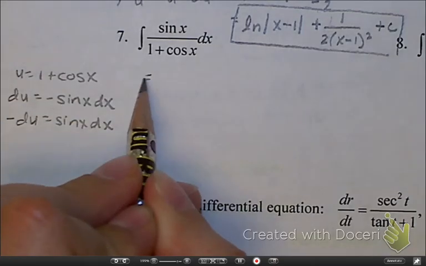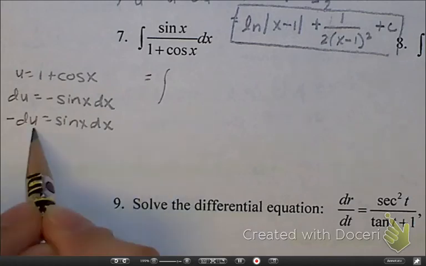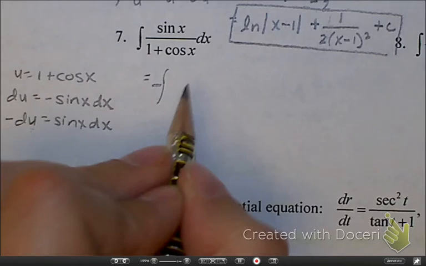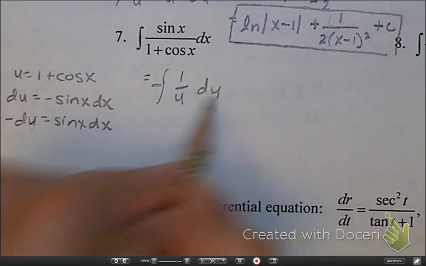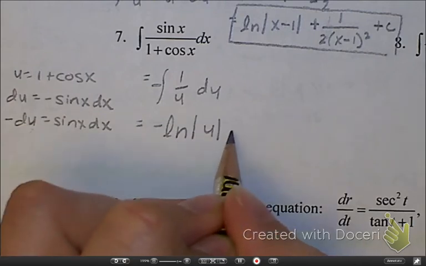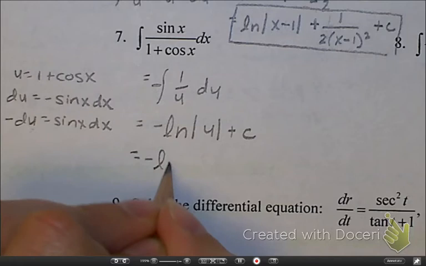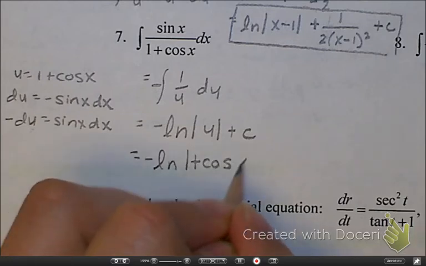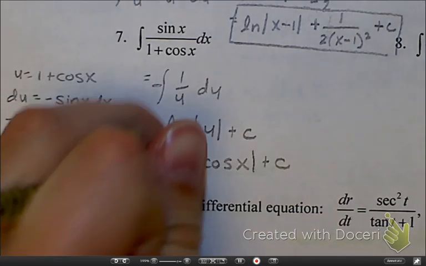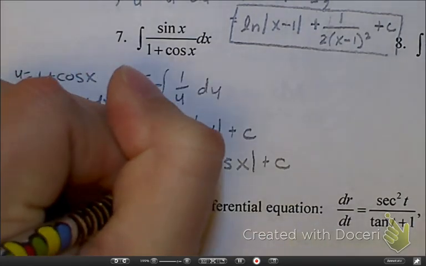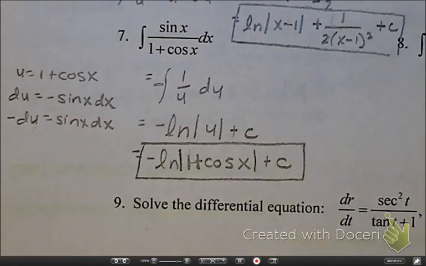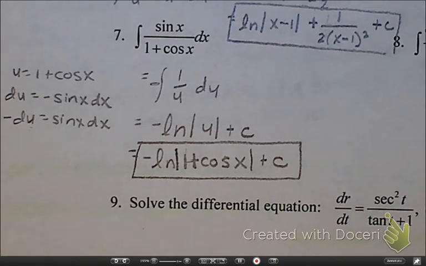So if I do some replacing in this, I have the integral of sine of x dx is just negative du, so I guess I can bring that negative out now. And then 1 over u du. So this is equal to negative ln of the absolute value of u plus c. So negative ln of the absolute value of 1 plus cosine x plus c. All right, good. That was 7.